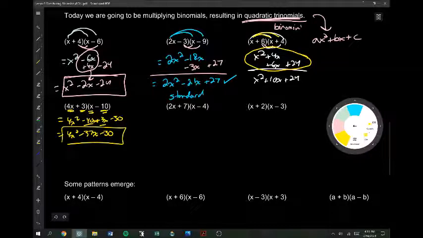So I don't care how you do your multiplying, provided you do it correctly. I would like you to be able to do it quickly and correctly. That'd be ideal, quickly and correctly. But correct is far more important than quick.